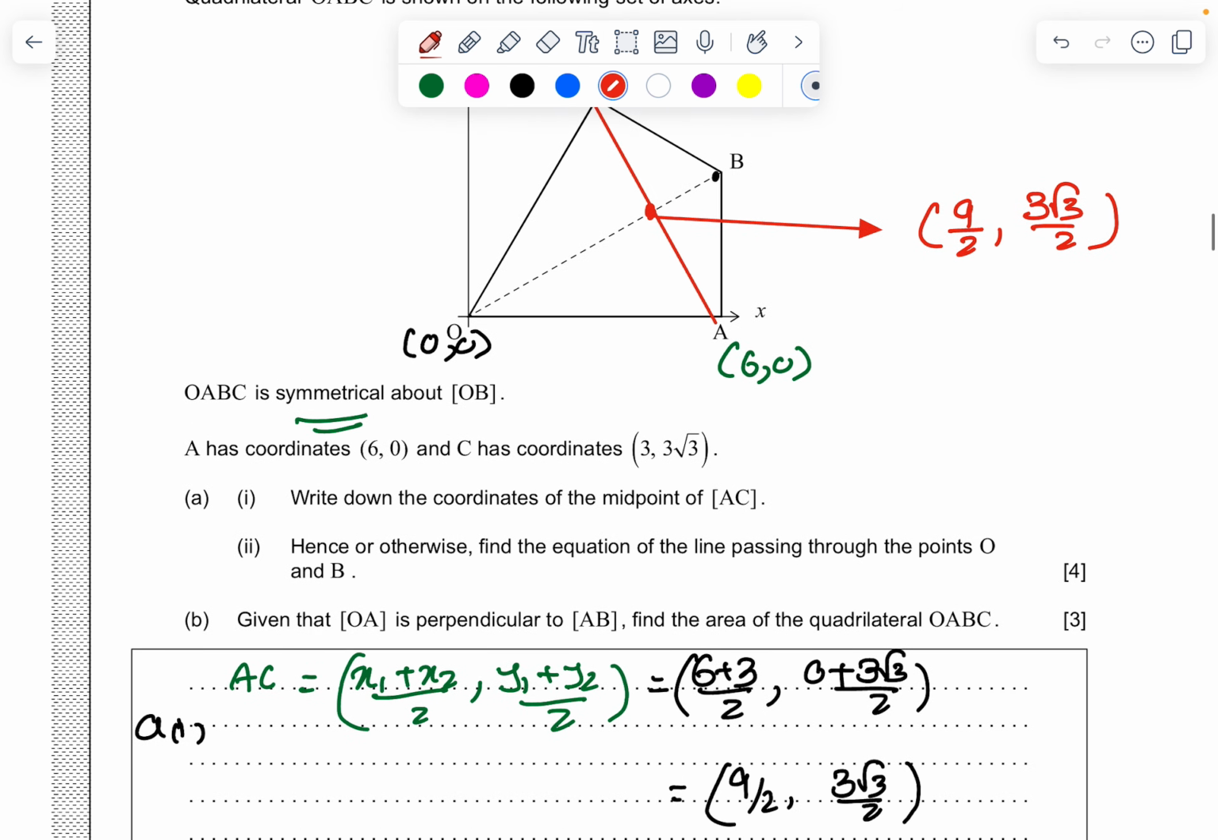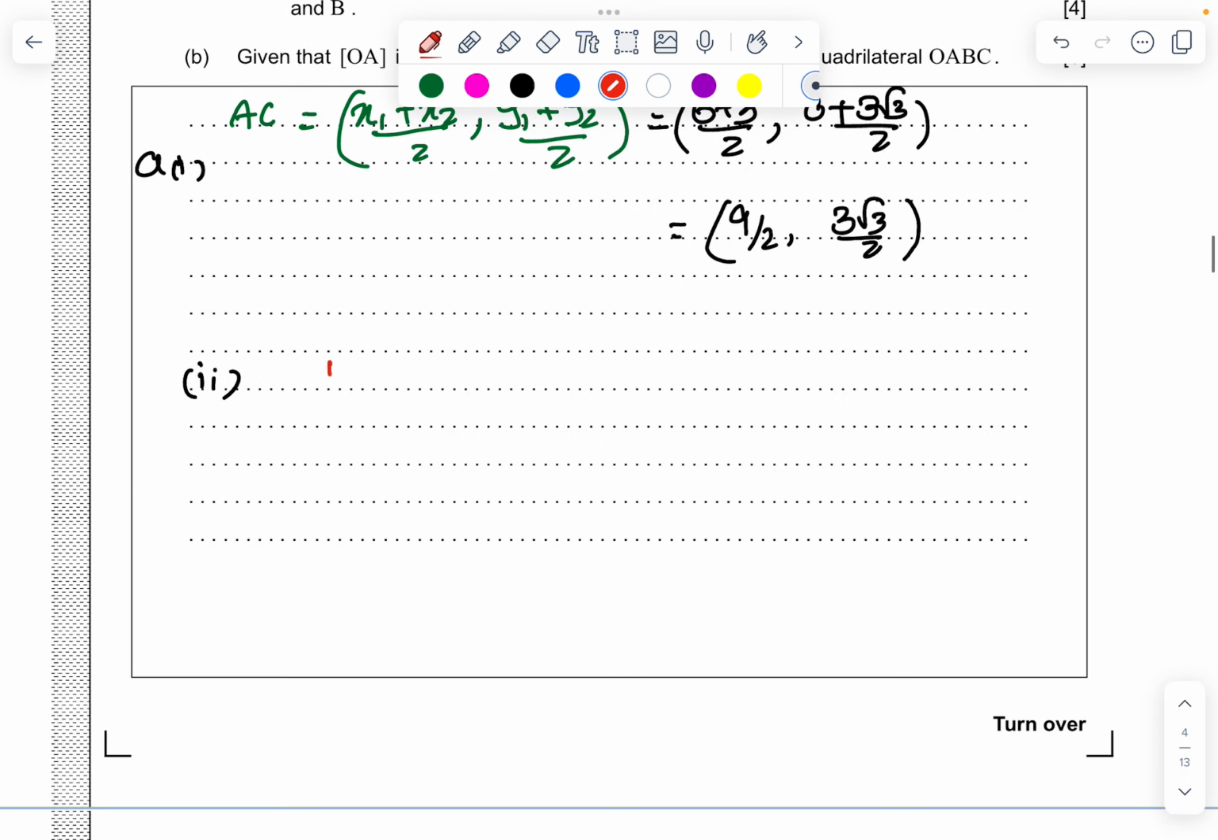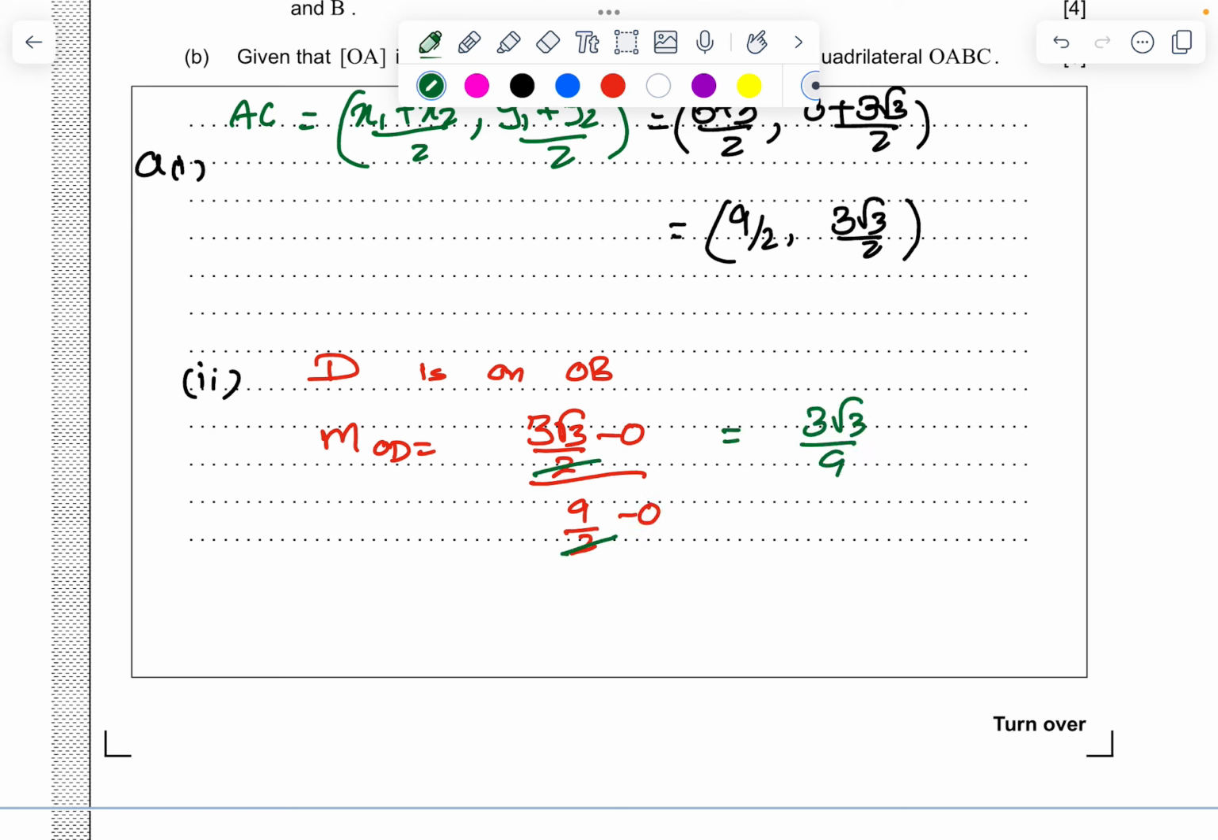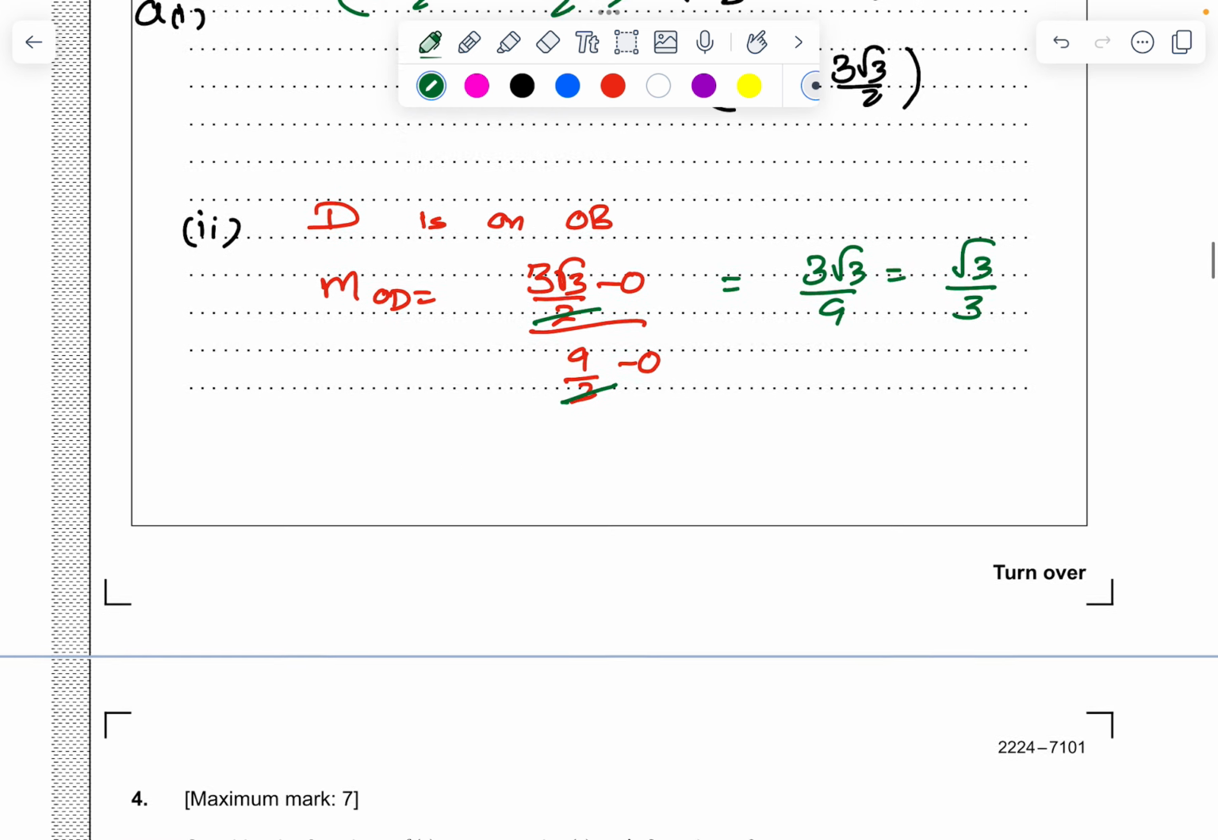So I want to take this point, maybe D. D is on OB. We can say that D is on OB. Therefore the gradient of OD equals y2 minus y1 by x2 minus x1, which is going to be, 2 gets cancelled, 3 root 3 by 9, which is root 3 by 3. The gradient of OD is this one.